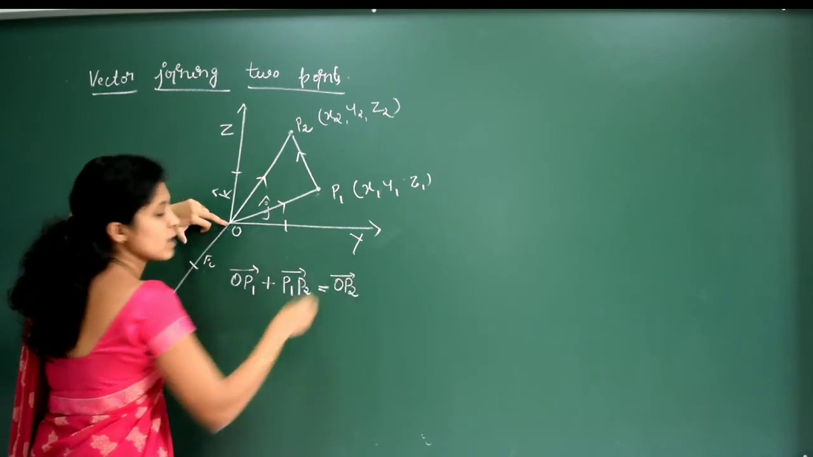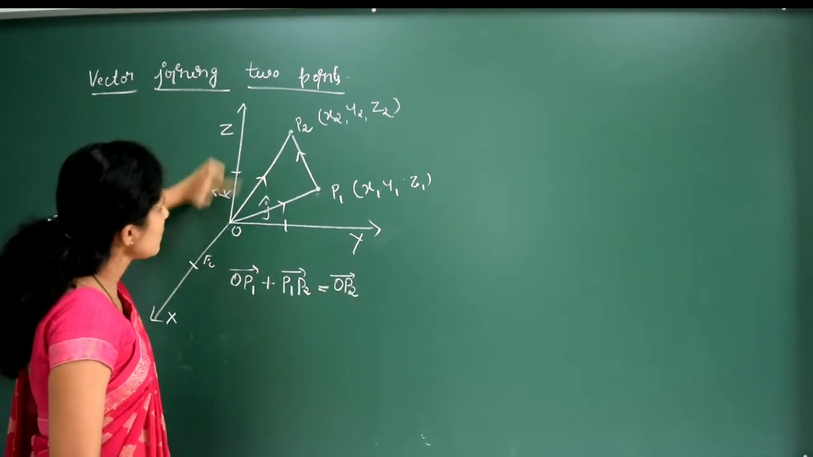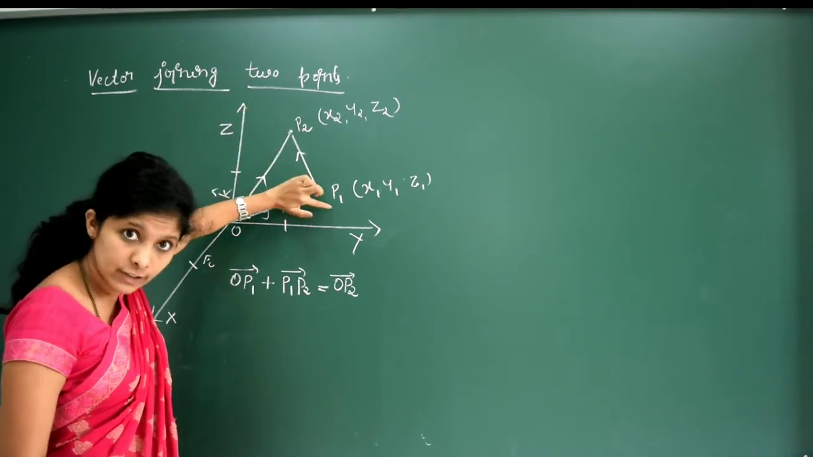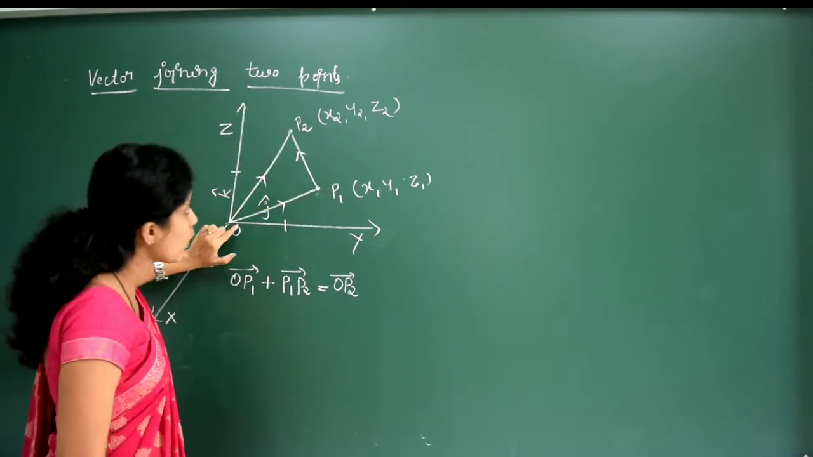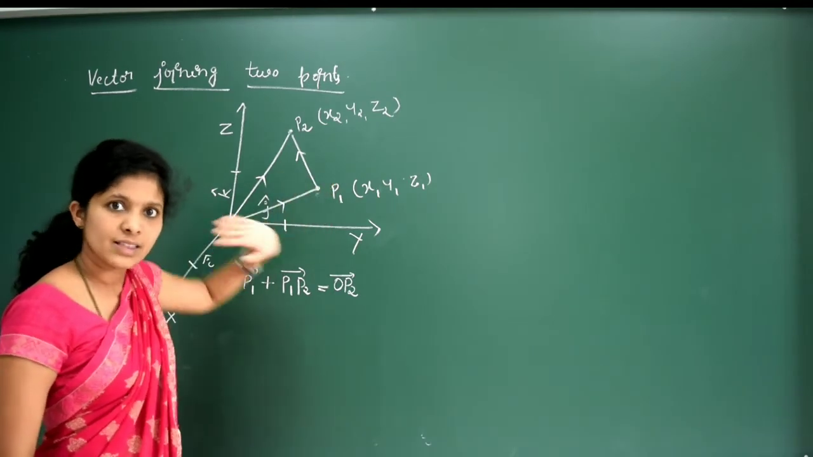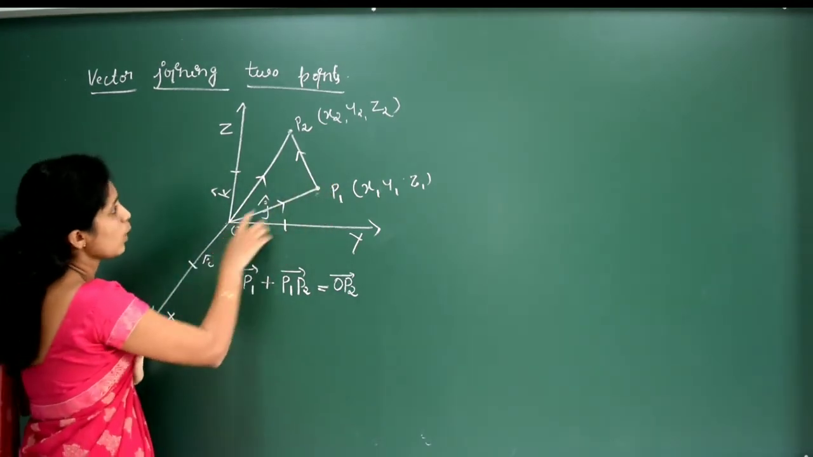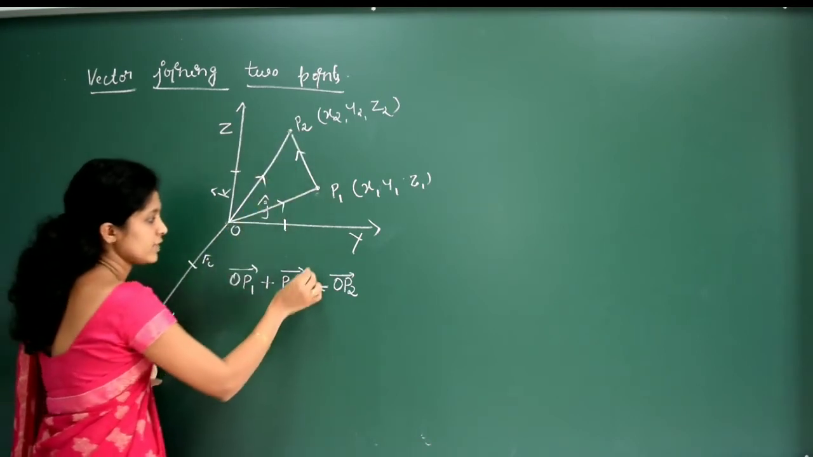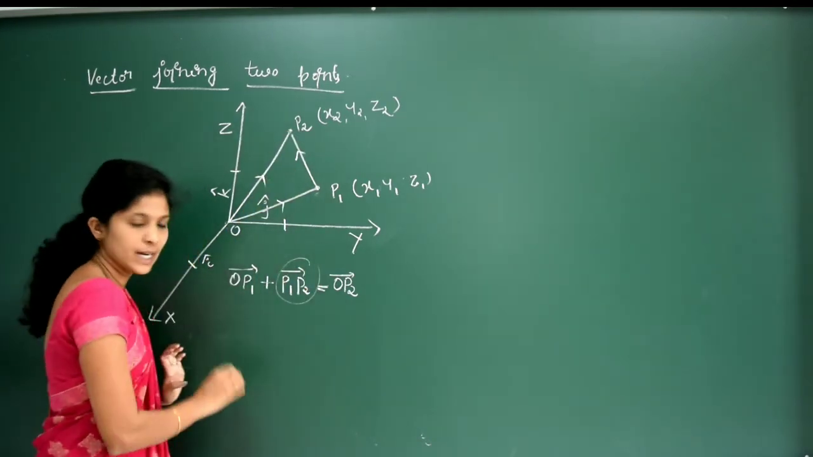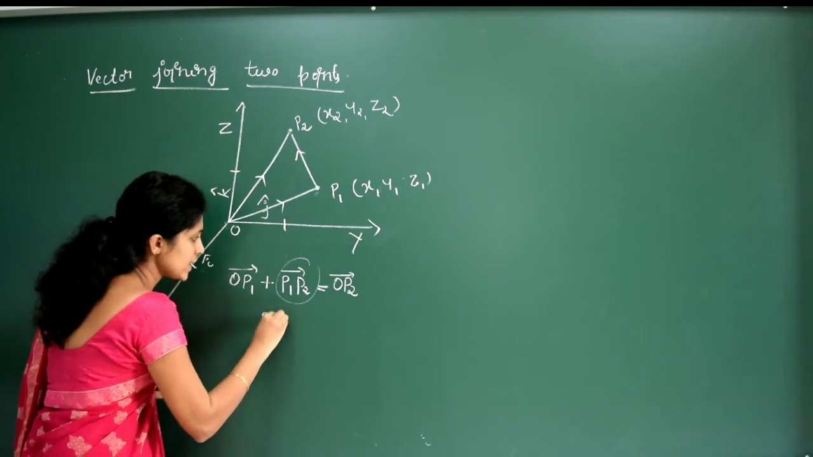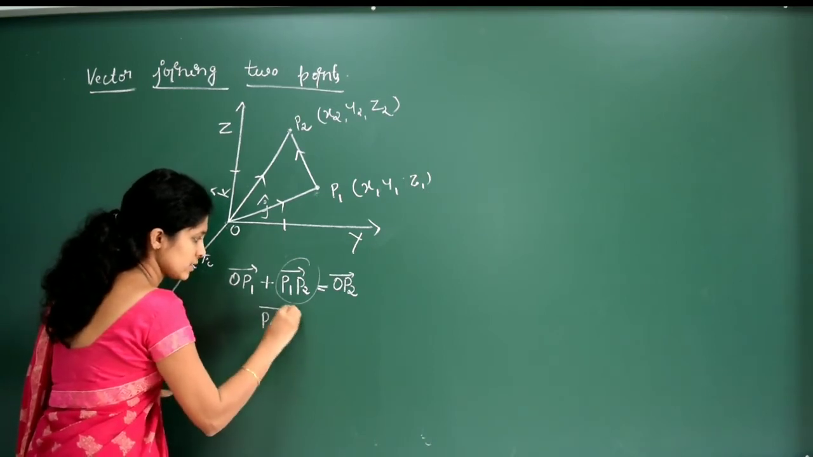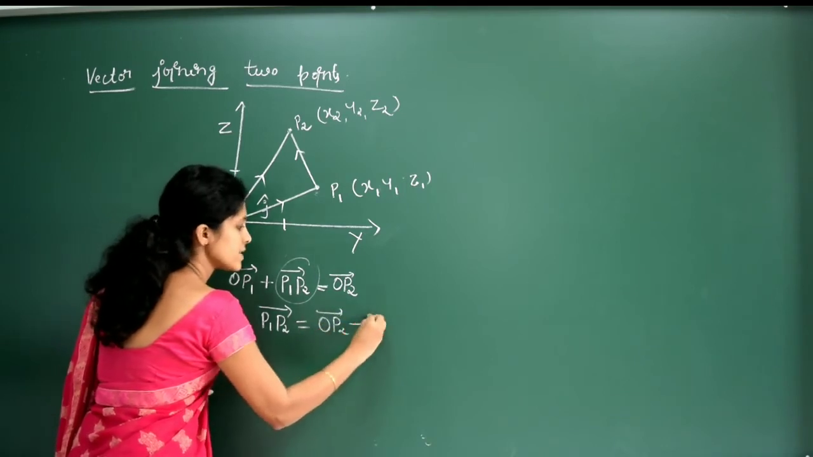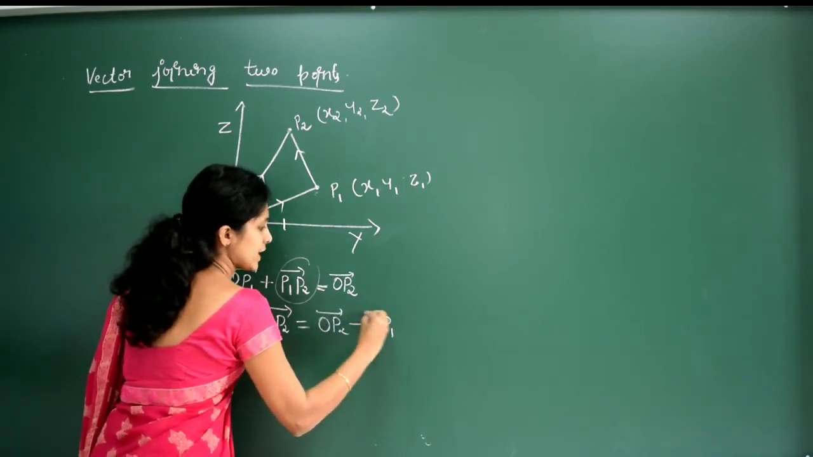This is one case, or else you can go like this: OP2 vector plus P2P1 vector is equal to OP1 vector. Okay, that is also possible. Here we will go with OP1 plus P1P2 vector is equal to OP2 vector. We need to find the P1P2 vector, right? So here we can write P1P2 vector is equal to OP2 vector minus OP1 vector.